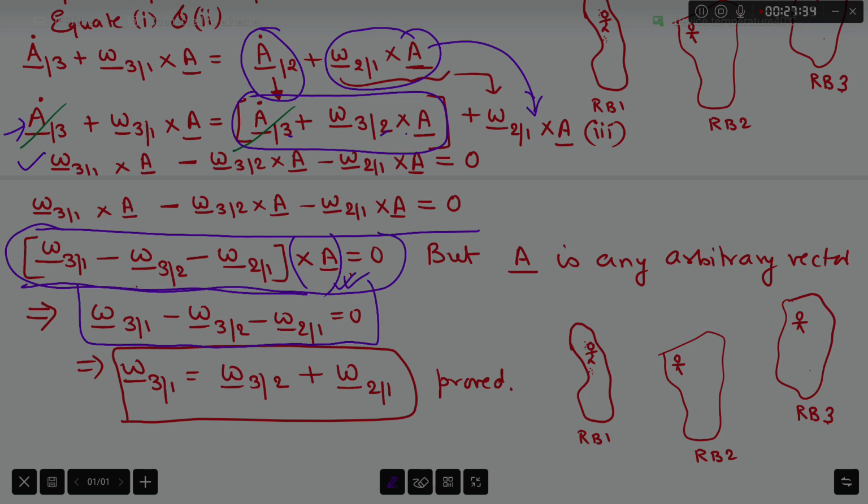which when rearranged gives me the relationship between the angular velocity of 3 with respect to 1 in terms of 3 with respect to 2 and angular velocity of 2 with respect to 1. That completes my proof for the relationship that exists between the angular velocity of the 3 bodies in context.